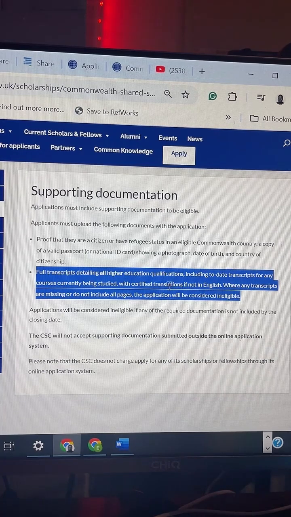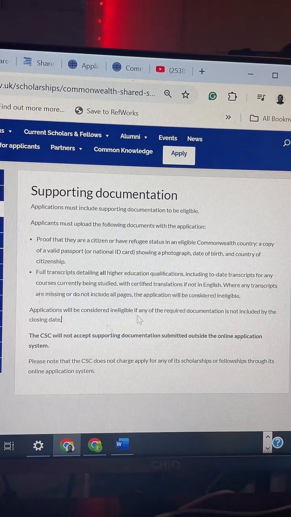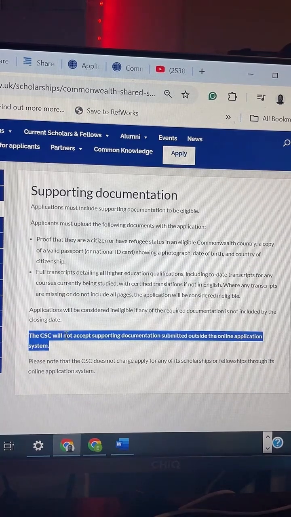And the next thing that they require you to have is the full transcript detailing all higher education qualifications, including up-to-date transcripts from any of the courses that you've studied. And also, if it is not in English, you should have it translated into English. So it says where any transcripts are missing or you do not include all the pages, the application will not be considered. So that's one of the things that you need to keep in mind when you are going about the application.